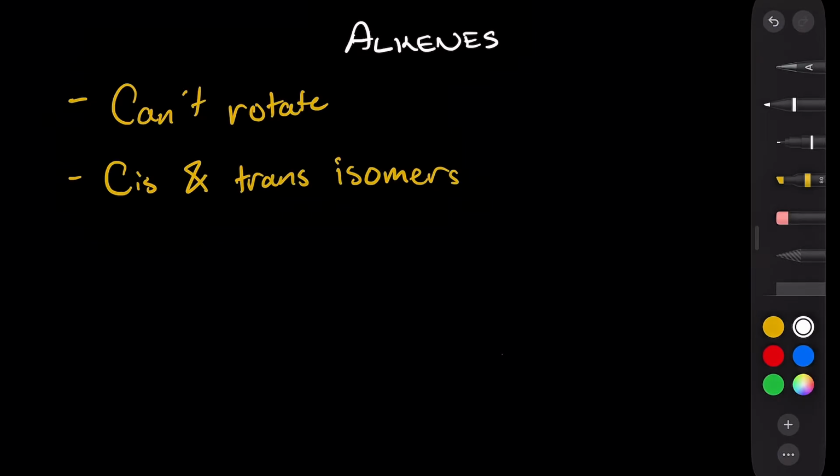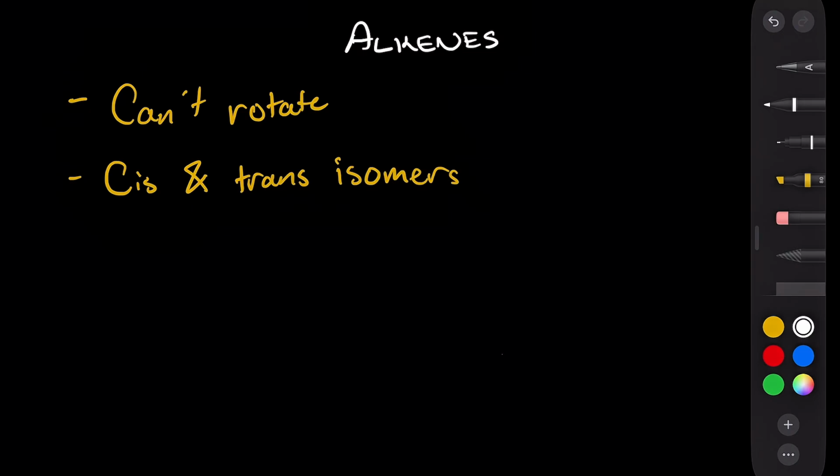Okay, today we'll be talking about alkenes. There's two things we're going to touch on today. One is that alkenes can't rotate, and the other is that there are cis and trans isomers of alkenes. When I say that alkenes can't rotate, what do I mean?